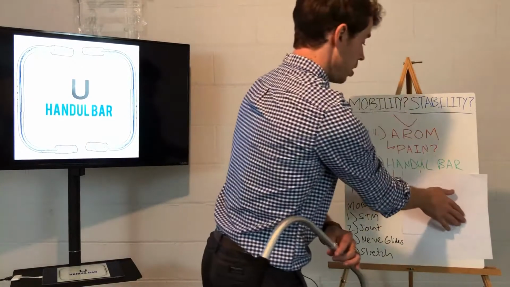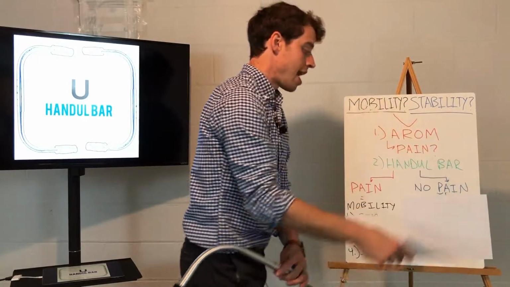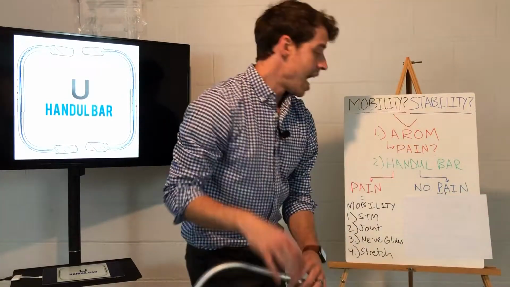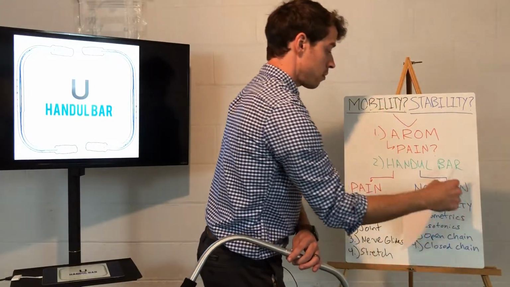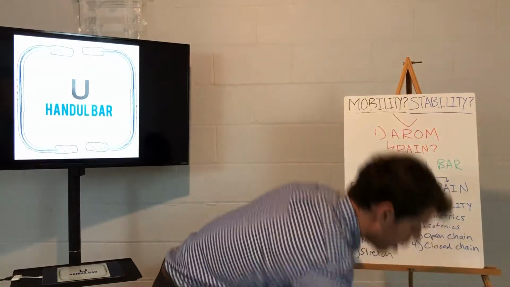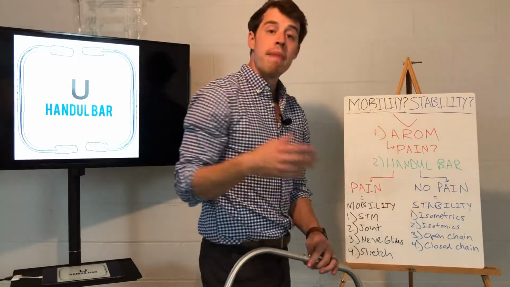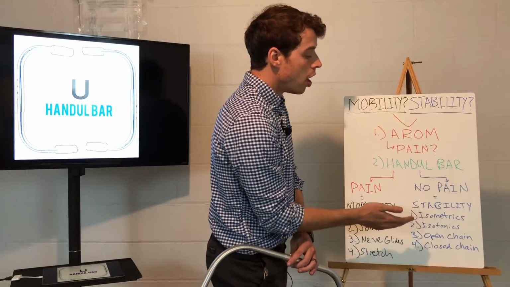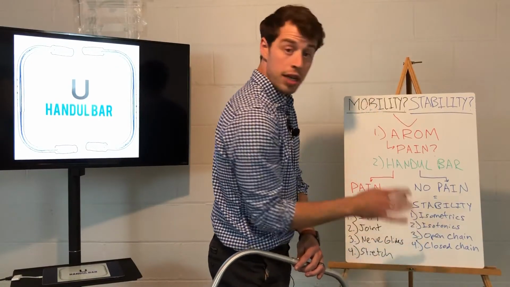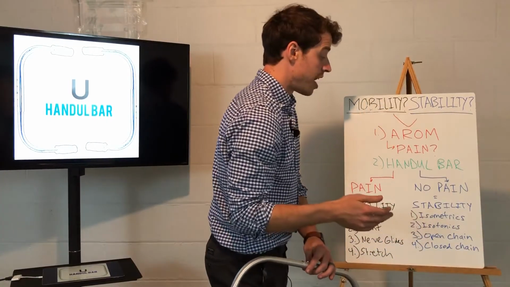But let's say if they do that handlebar push together, pull apart, and they have no pain with that, that means that they'd most likely be more of a stability patient, that they benefit more from isometrics, progressing through isotonics, open chain handlebar exercises and other exercises, and closed chain exercises.